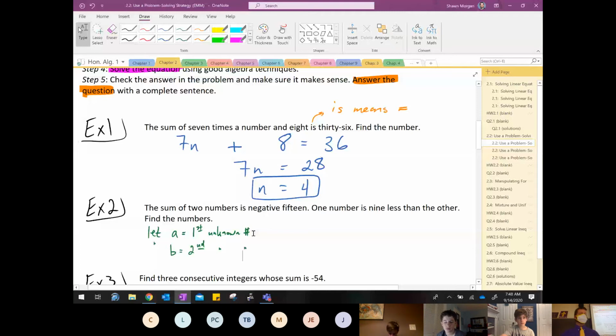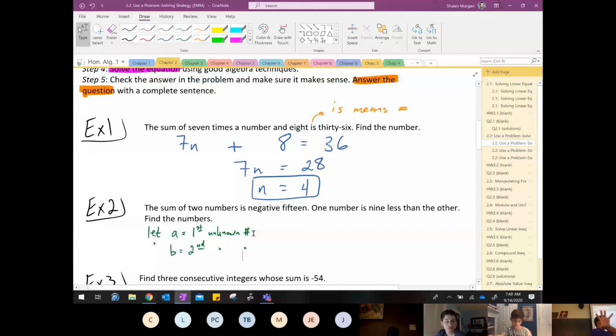Okay. All right. So the sum of these 2 numbers, I would express that as what? A plus B. And that sum is negative 15. And then it says one number. So we get to pick one. Which one do you guys want to pick, A or B? Of course, Jack says B. We're going to go with B. B, and then the word is, what does is mean again? Equals. So B equals 9 less than the other.